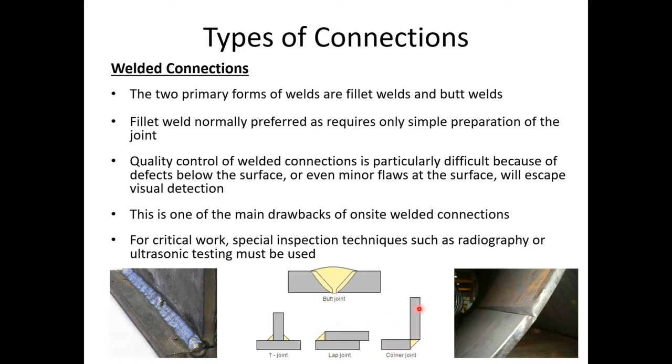Or you can have a corner joint where we have two members and we weld in on the outside. That's a very unusual weld because it's relatively difficult to make. So fillet weld is normally preferred as it requires only simple preparation of the joint. The quality of the connection is particularly difficult because of defects below the surface or even minor flaws in the surface. They're difficult to see with your eyes, so therefore you have to do some non-destructive testing on them, such as radiography or ultrasonic testing that can be used.